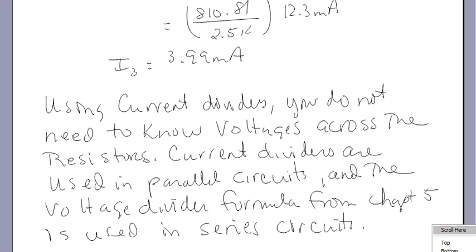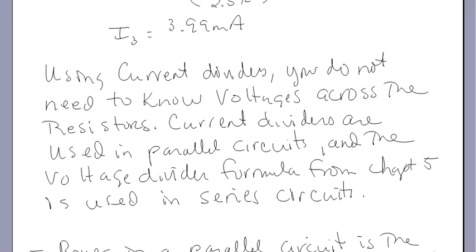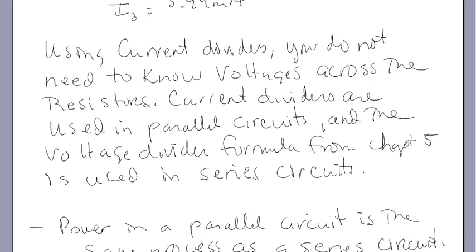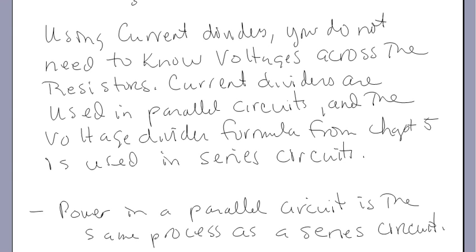So using current dividers, you do not need to know voltages across the resistors. Current dividers are used in parallel circuits, and the voltage divider formula from Chapter 5 is used in series circuits, so you don't want to use a voltage divider formula for parallel.